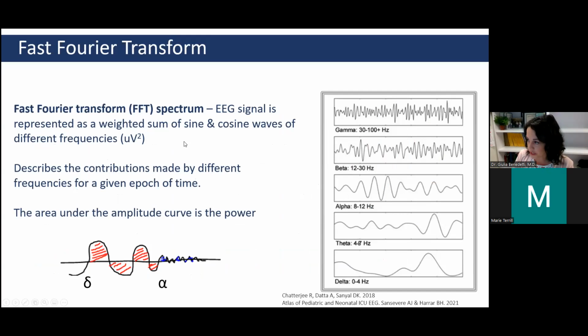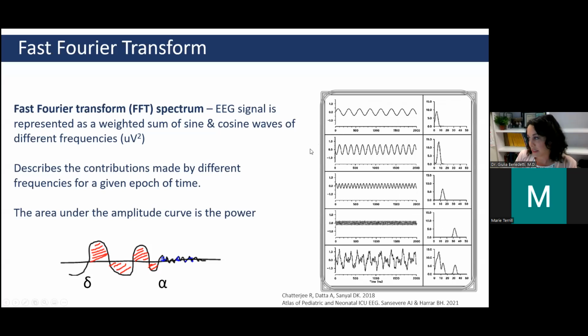The fast Fourier transform spectrogram is a concept that was beautifully described by Dr. Sue Herman in her Persyst grand rounds, and so I would direct everyone to that talk. It was the best description I've seen of it. But just to review, passing the EEG signal through fast Fourier transform basically allows it to be represented as a weighted sum of the sine and cosine waves by each different frequency. It's basically the area under the amplitude curve.